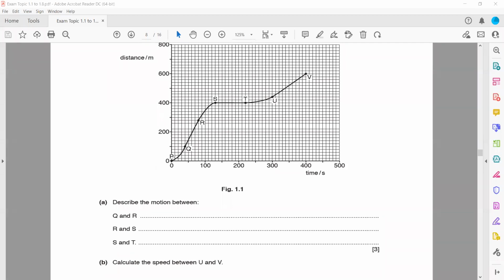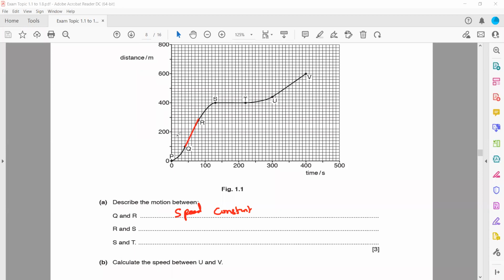So from Q to R. Q to R appeared to be a straight line, so it means the slope is constant. When slope is constant, it means the speed will be constant. Mister, is it not acceleration, constant acceleration?